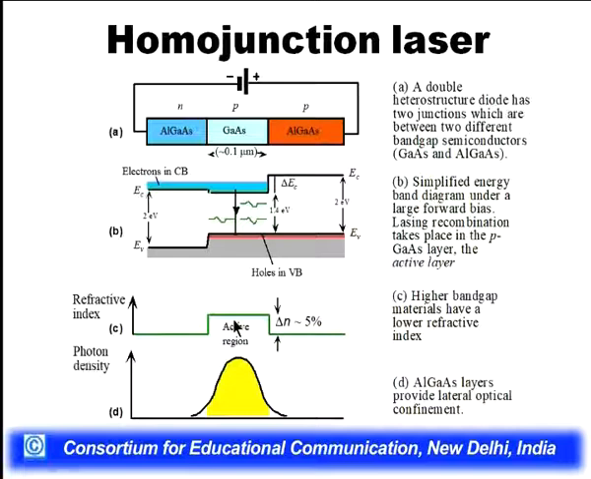Now, higher band gap material has a lower refractive index, and this region has a larger refractive index. Here we see that the band gap of the active medium is less as compared to the two junctions which are added to the gallium arsenide, and we are getting the laser output in the gallium arsenide. Gallium arsenide has a larger refractive index as compared to the two materials added to it, and the photon density in this region is more as compared to the other region. The aluminium gallium arsenide layer provides the lateral optical confinement. In this region we can get the laser output.